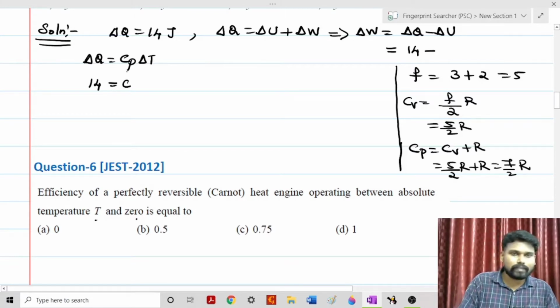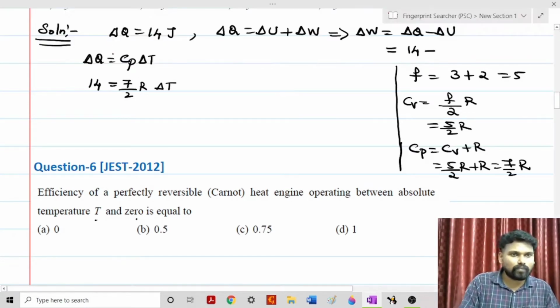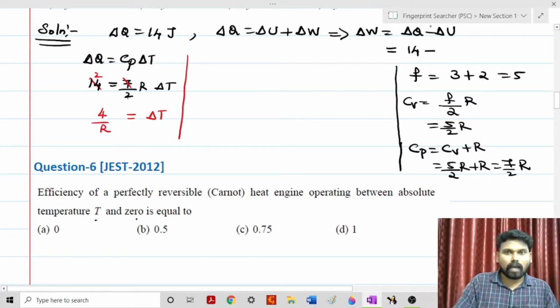Okay, so I will substitute here for Cp as 7 by 2 R into delta T. So from this equation you can find delta T. You can cancel this 7 and 14, so it will be 2. And what will be delta T from this equation? It will be 2 into 2, 4, so it will be 4 by R, right? So we got delta T, but we have to find the internal energy.